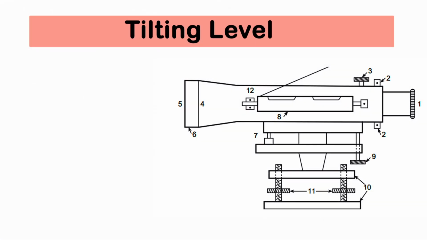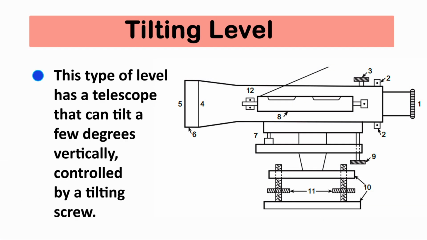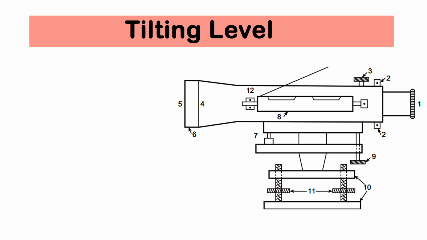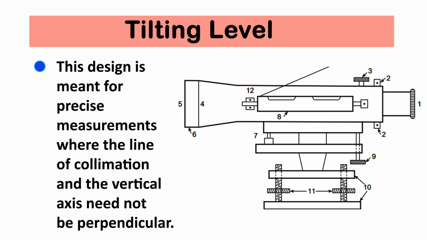Next, or last one, is the tilting level. This type of level has a telescope that can tilt a few degrees vertically, controlled by a tilting screw. This design is meant for precise measurements where the line of collimation and the vertical axis need to be perpendicular.